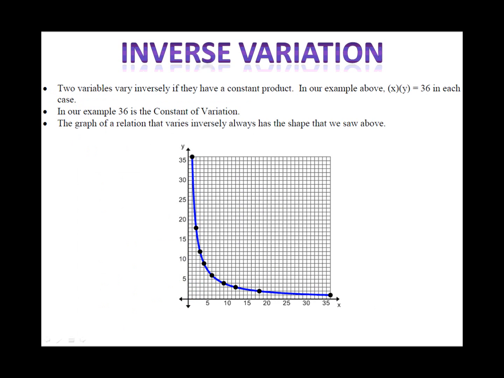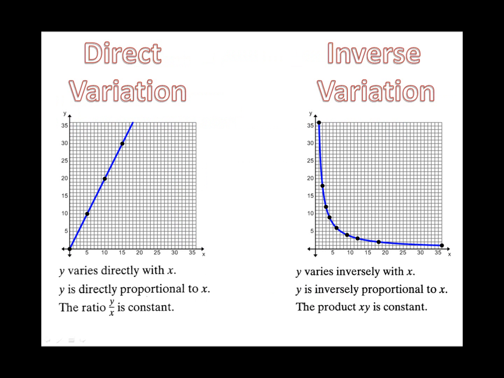How can you tell the difference between a direct and an inverse variation? Well, there's a few things that are important to know about inverse variations. First of all, as we already saw, the two numbers have a constant product. In this case, it was 36. The graph always looks like this, and it will never deviate from that. Direct variation, on the other hand, is simply a straight line passing through the origin.